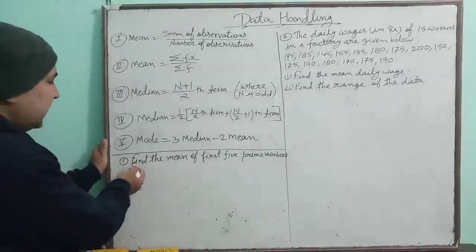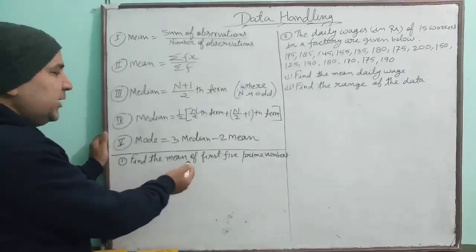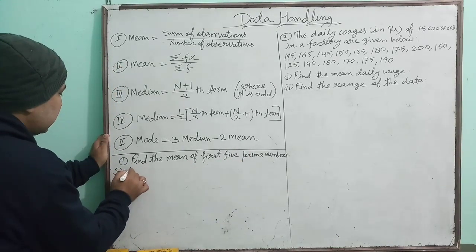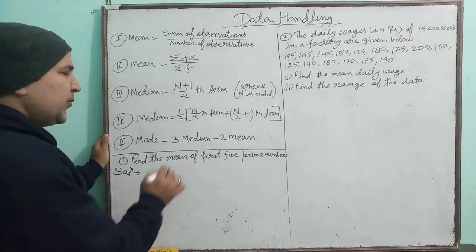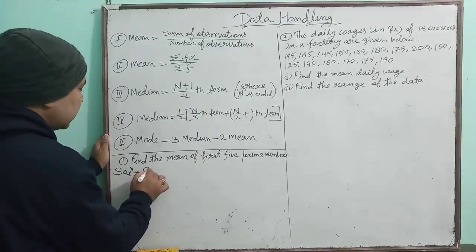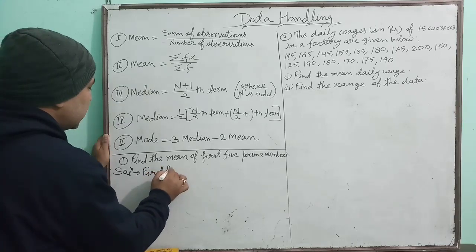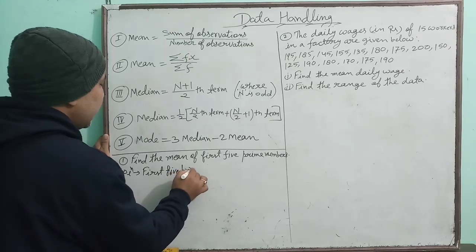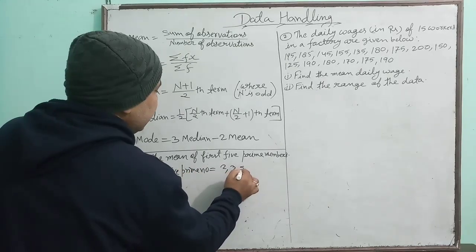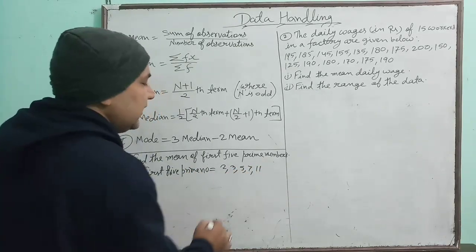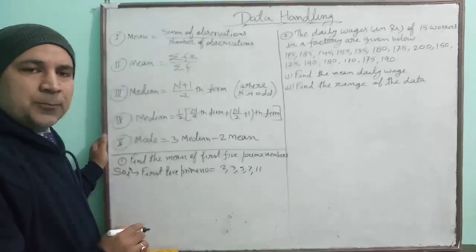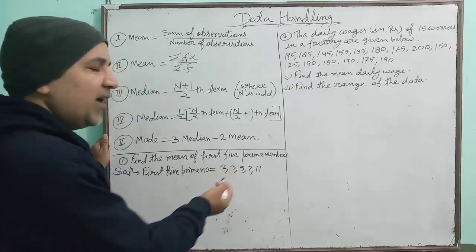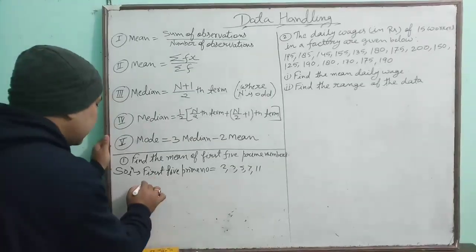The first example I have taken for you. Find the mean of first 5 prime numbers. See children, how to find the mean. First write down what are the first 5 prime numbers. First 5 primes: 2, 3, 5, 7 and 11. These are the prime numbers. Okay, we have noted down first 5 prime numbers. Now find the mean.